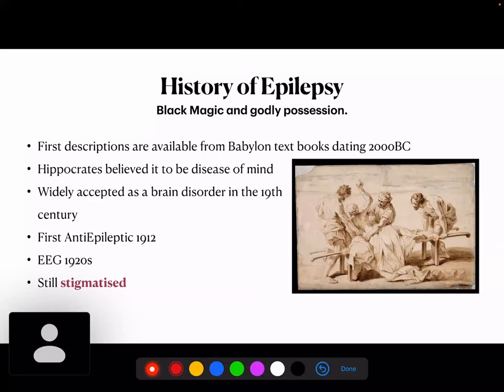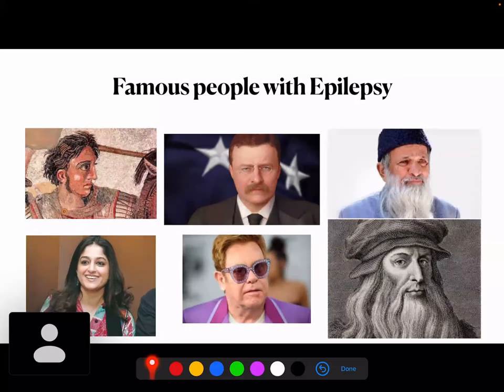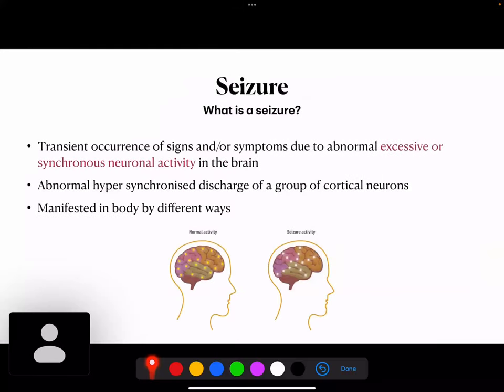So a nice interconnection of various diseases. It is still stigmatized, especially in our society, where people do not accept this diagnosis. People are just afraid of epilepsy, but there are famous people with epilepsy, and they're all around. You see the president of the United States, Roosevelt, he had epilepsy. You see Edie, Nadia, you see Sir Elton John, Leonardo da Vinci. So epilepsy does not in itself decrease your functionality in life, and if managed properly, you can do great things.